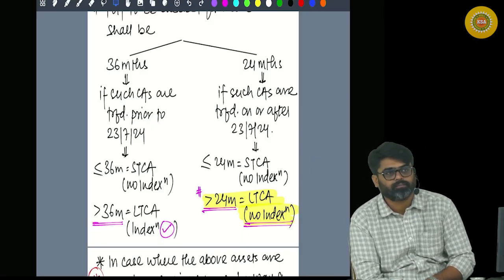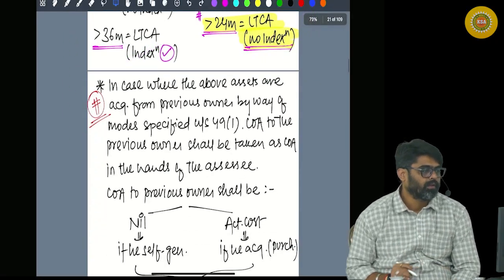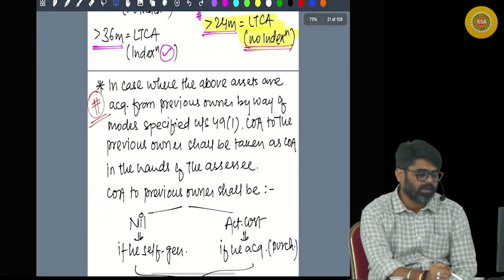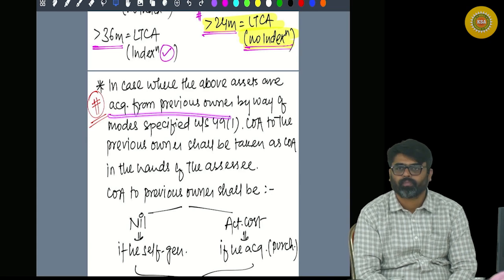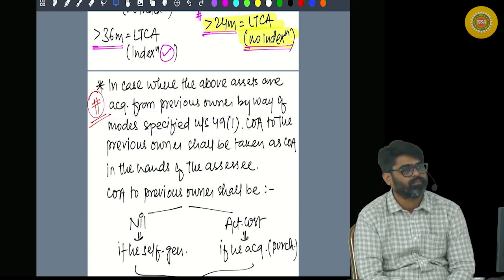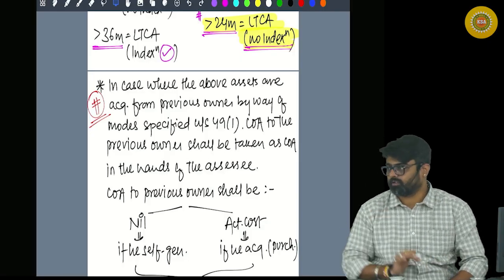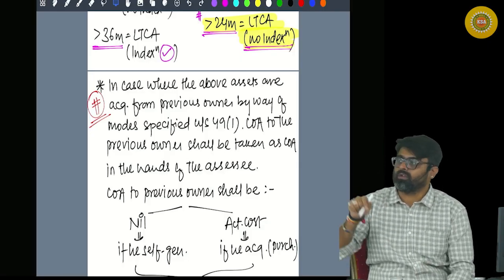Did you understand? Same thing I have just now discussed. Yes or no? Now pay attention. In case the above assets are acquired from the previous owner by way of modes specified under section. Now pay attention. You are an assessee. Did you self-generate?